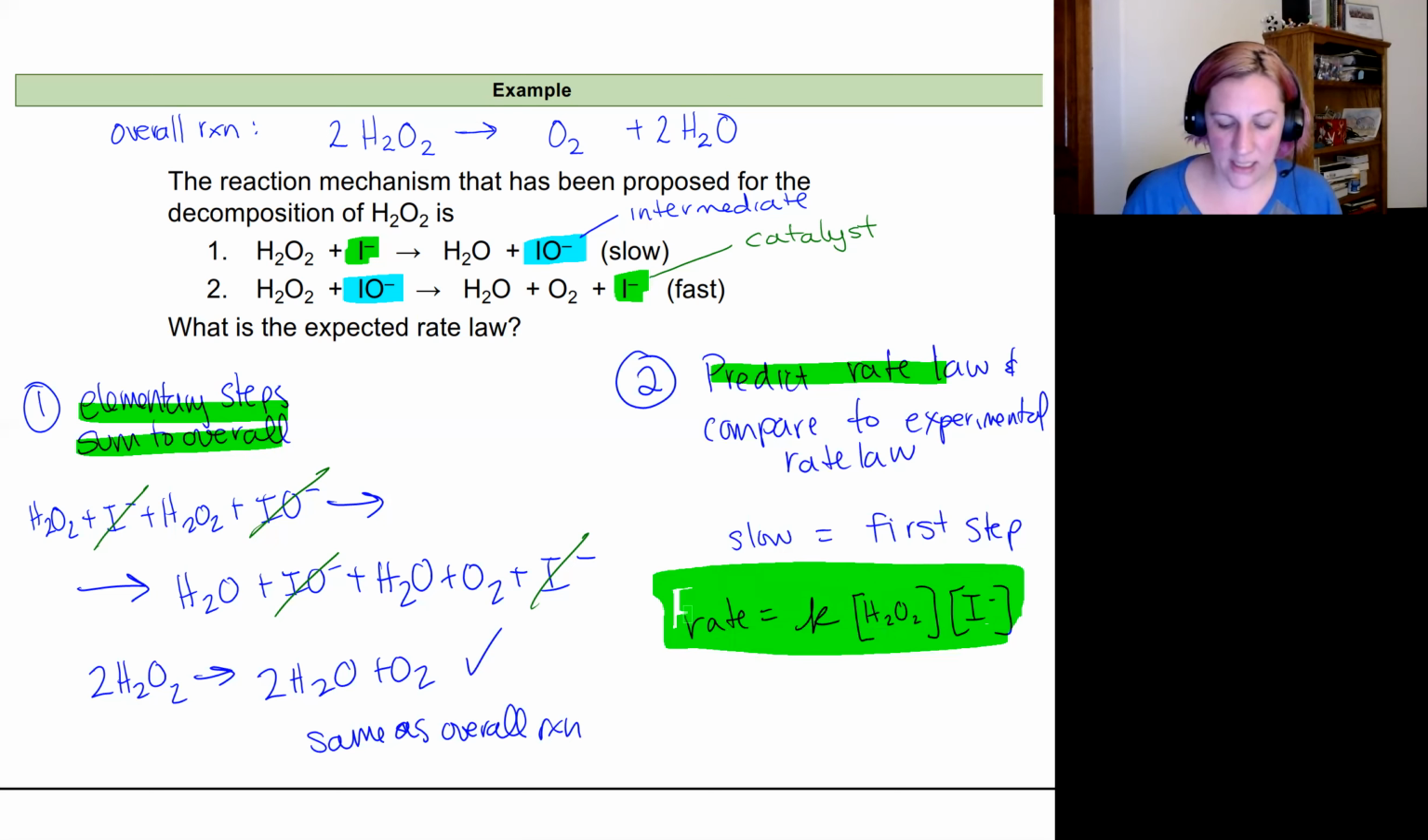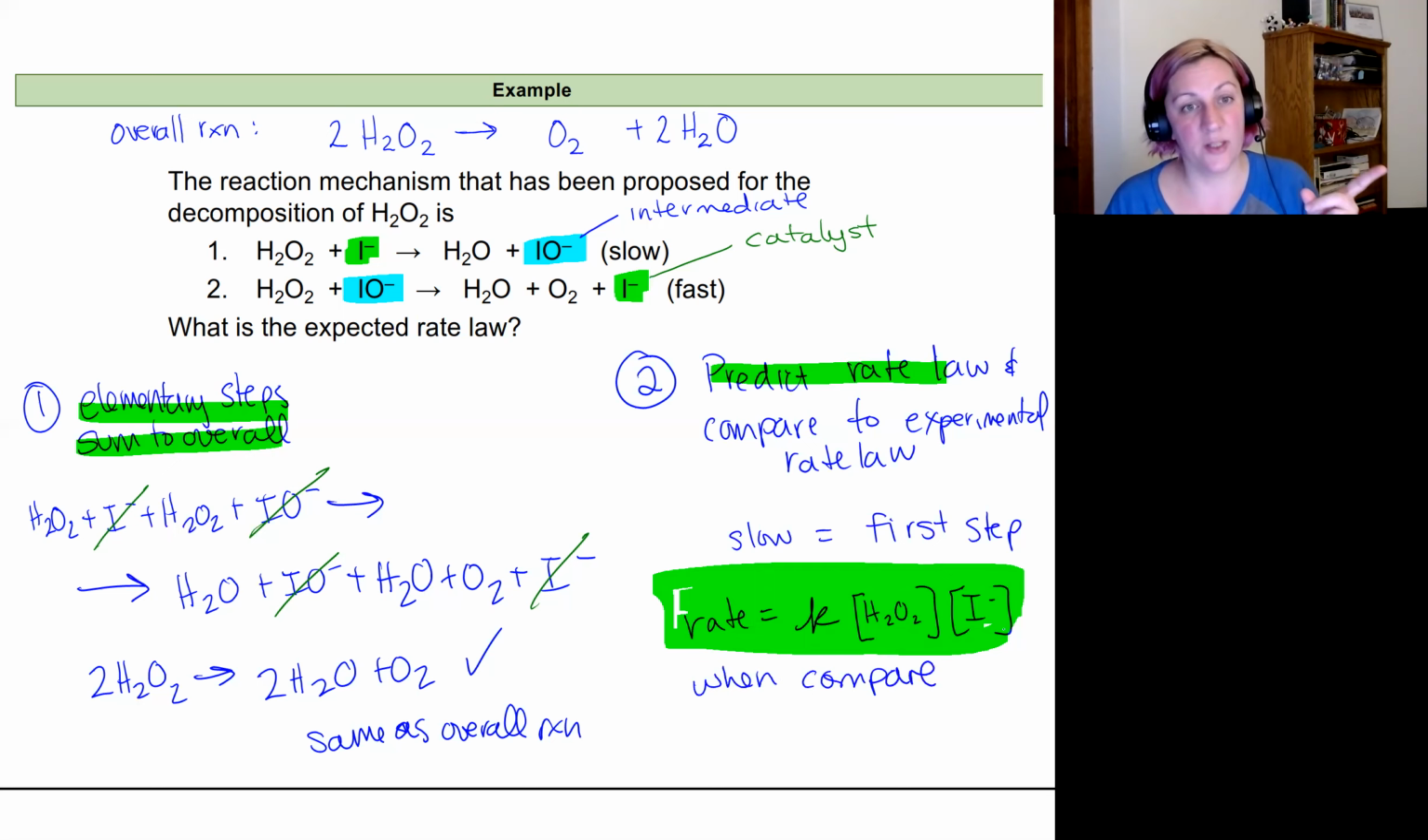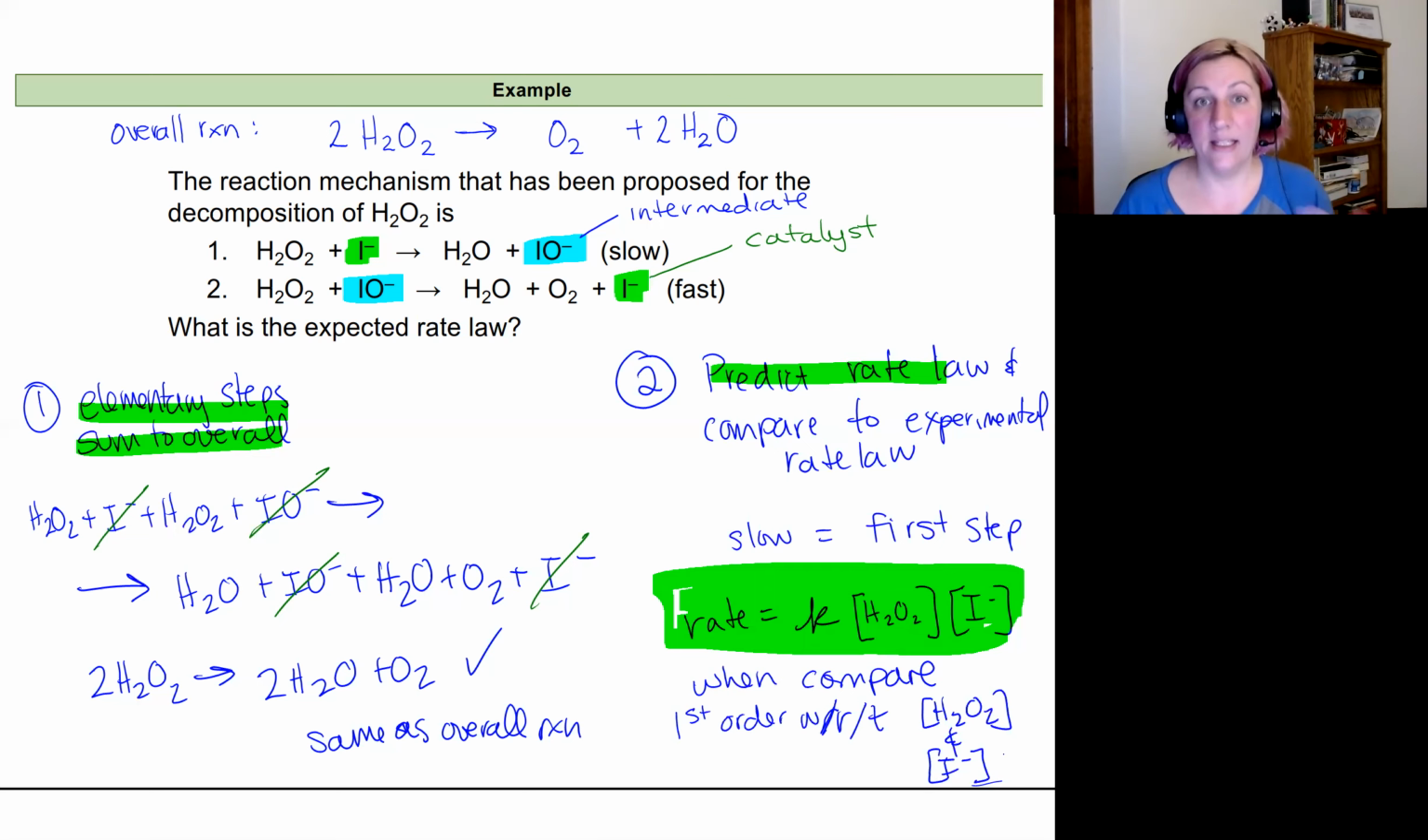And so when I do a comparison, what I'm looking for is a first order dependence with respect to hydrogen peroxide and a first order dependence with respect to I minus. All right, in the next video, we'll go through what happens when our slow step isn't our first step and it includes intermediates.